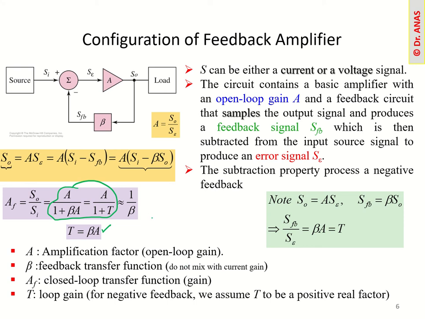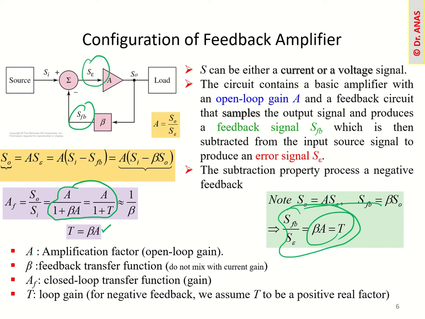And basically, what is loop gain? It is the ratio of the feedback divided by the error signal. If you derive it, you will get this. The ratio of the feedback over the error signal is basically our loop gain.